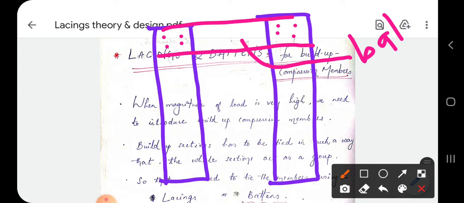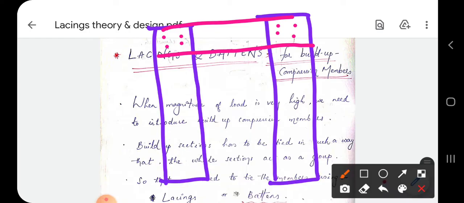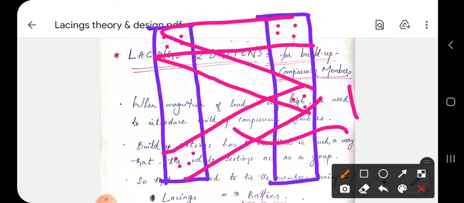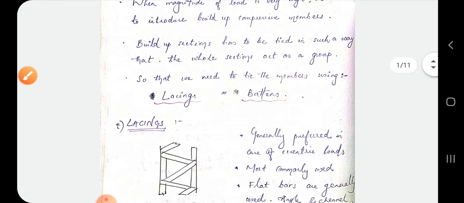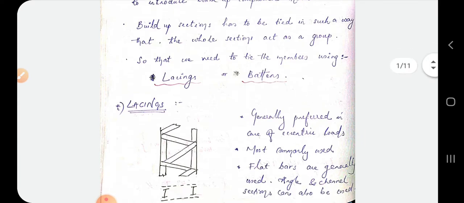Similarly, another type of member which is used to connect the members may be inclined like this, and these are known as lacings. The built-up section has to be tied in such a way that the whole section will act as a group. So we need to tie the members using lacings or battens.